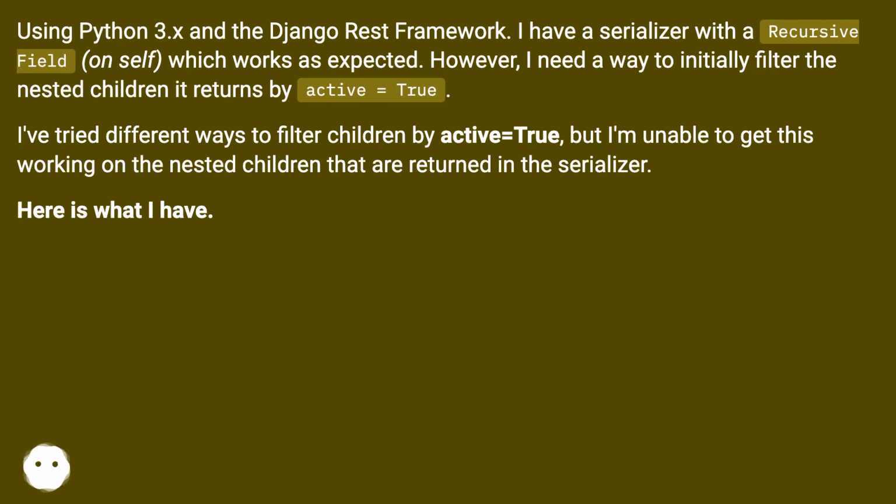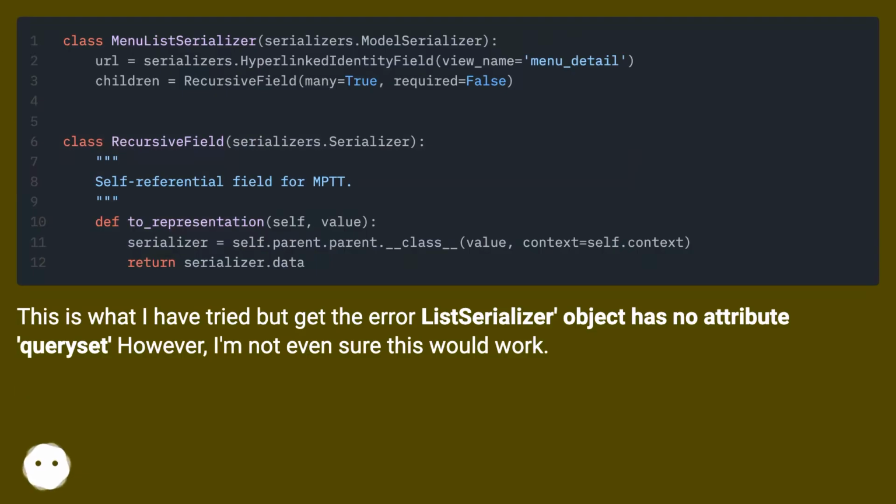I've tried different ways to filter children by active equals true, but I'm unable to get this working on the nested children that are returned in the serializer. Here's what I have. This is what I have tried, but get the error: list serializer object has no attribute queryset. However, I'm not even sure this would work.